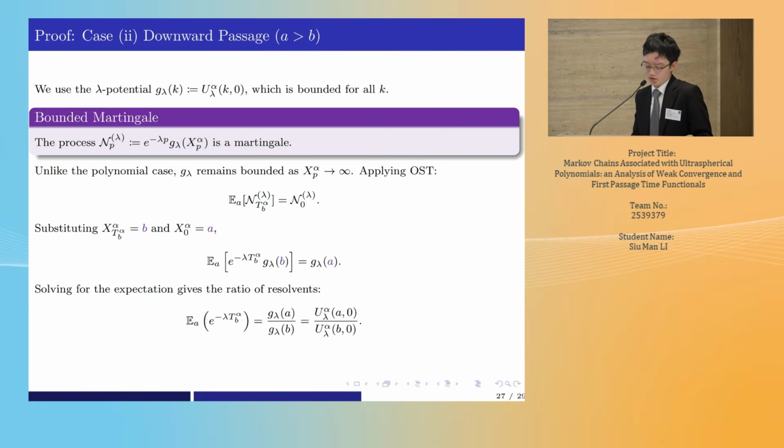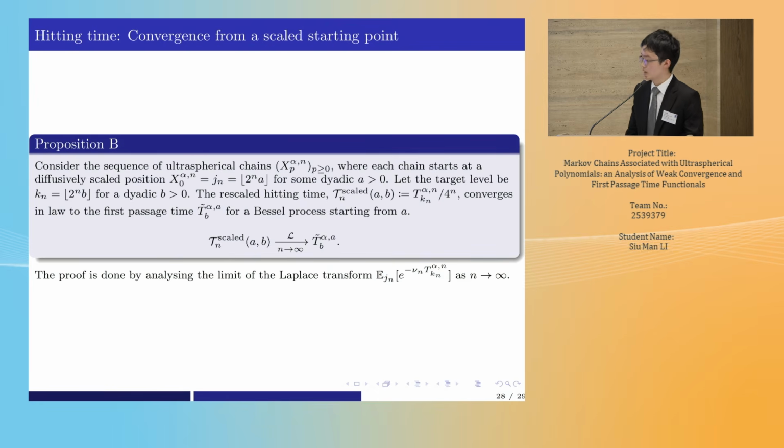The concept is similar for the downward passage, except we cannot use the ultraspherical polynomials anymore. We have to use the lambda potential, and applying the optional stopping theorem again, we obtain the ratio of the resolvents. Now, you can actually prove that the hitting time, under some appropriate rescaling, converges in distribution to the first passage time of the Bessel process. The proof can be done by using the Laplace transform introduced before, as n tends to infinity.